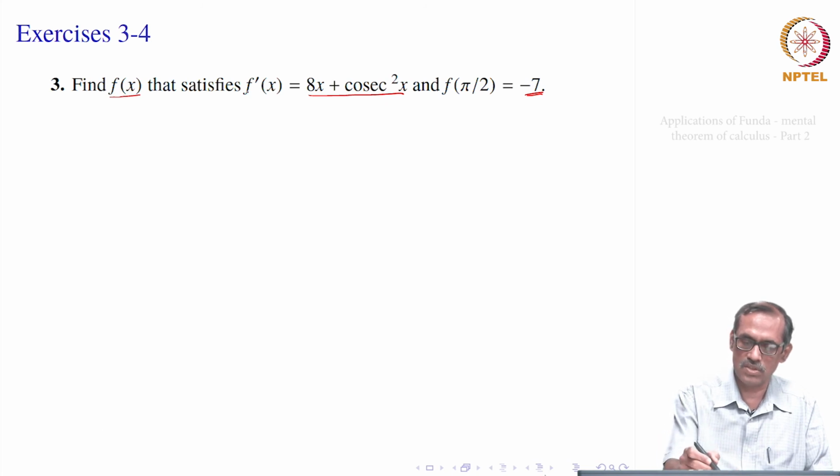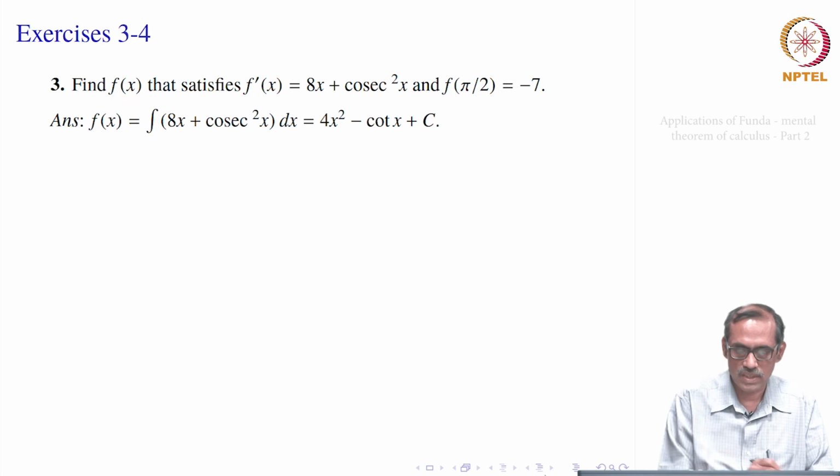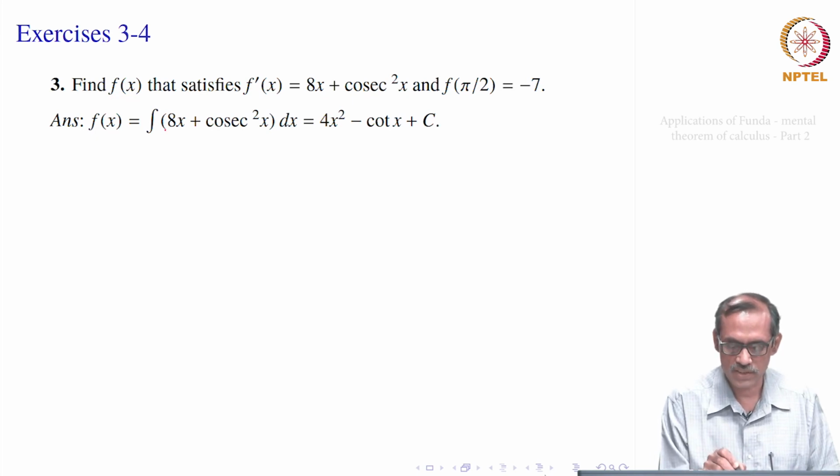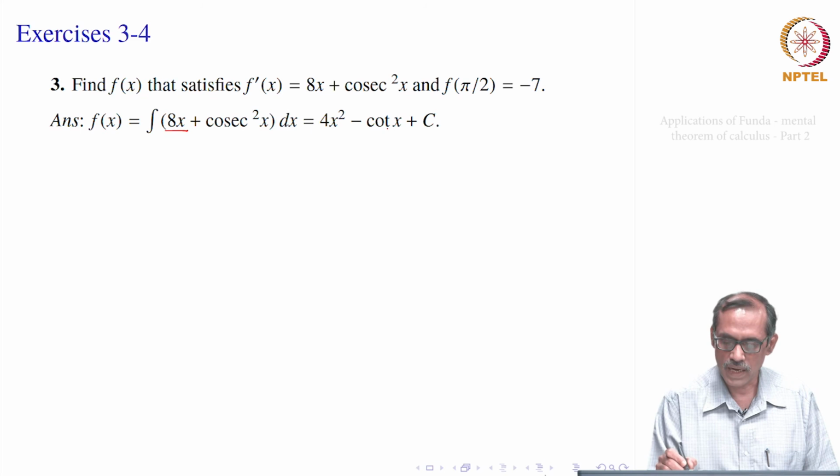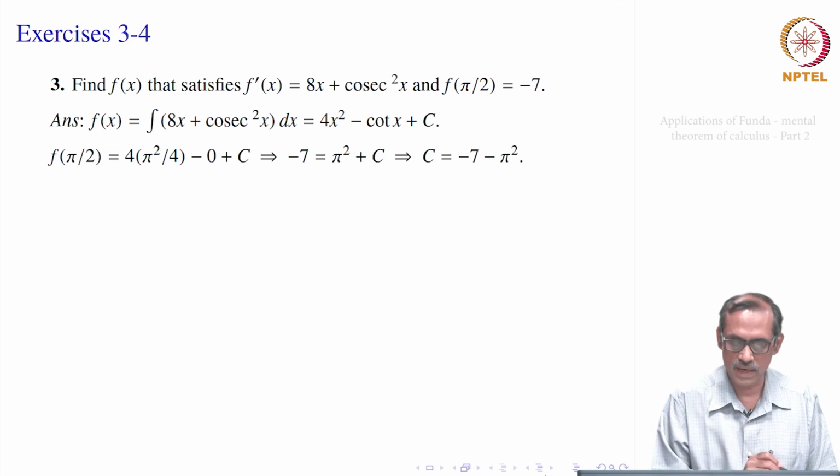Okay. So, f of x will be really the antiderivative of f prime x. So, you compute first the antiderivative of 8x plus cosec square x, and that is easy because the integral of 8x will give 4x square, because if you differentiate 4x square you get back 8x, and if you differentiate cot x you get minus cosec square x. So, it is minus cot x plus c, that is the indefinite integral.